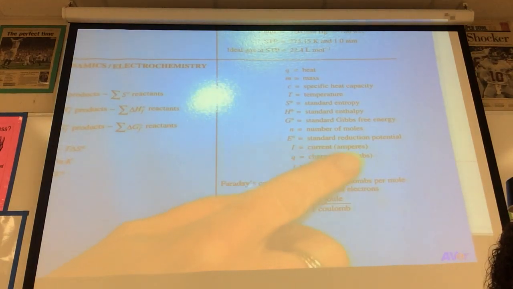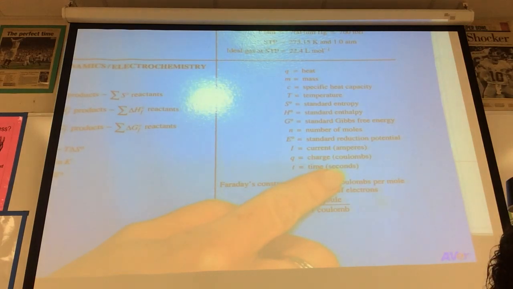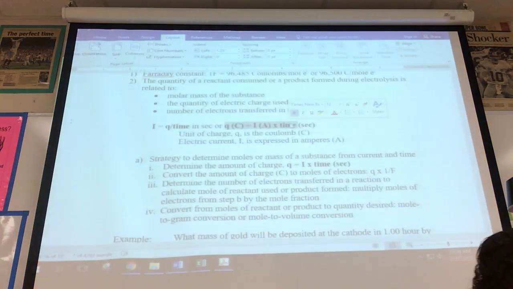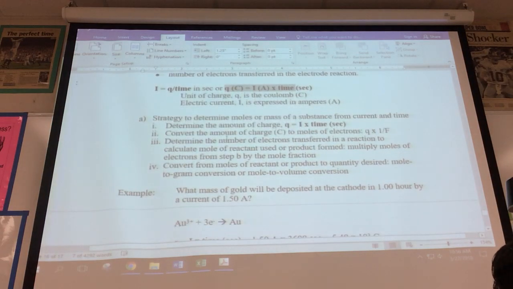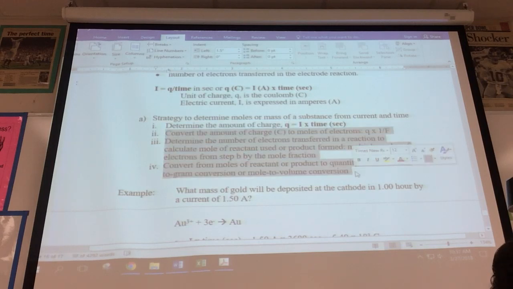Again, current is in amps, charge is in coulombs. Be careful, time must be in seconds. If they give it to you in minutes, you convert it to seconds. If they give it to you in hours, you still convert it to seconds. It must be in seconds or it's not going to work. The strategy to calculate moles or mass of a substance if given current and time is indicated here. You'll first calculate Q, and then through a stoichiometric string, you can calculate the mass of substance.